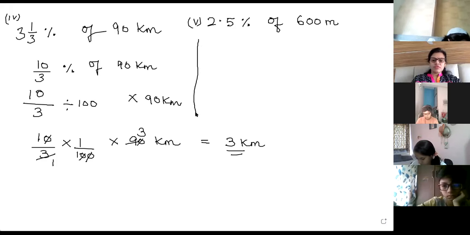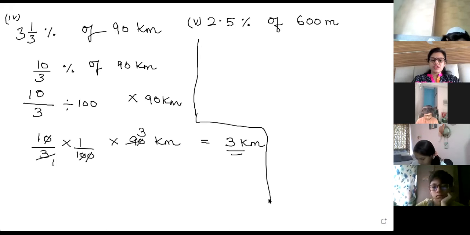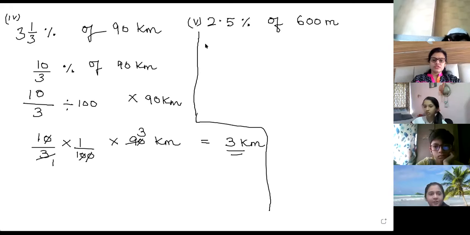Those who are facing difficulty, please ask, because when I give you homework, then you don't understand. Ma'am, I didn't understand the fourth question. The fourth question, what have you not understood, Rashda? You have to explain to me. What have you not understood?